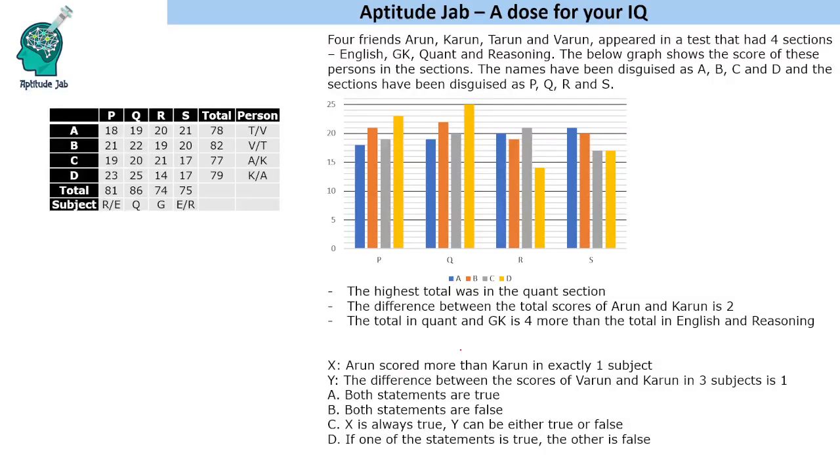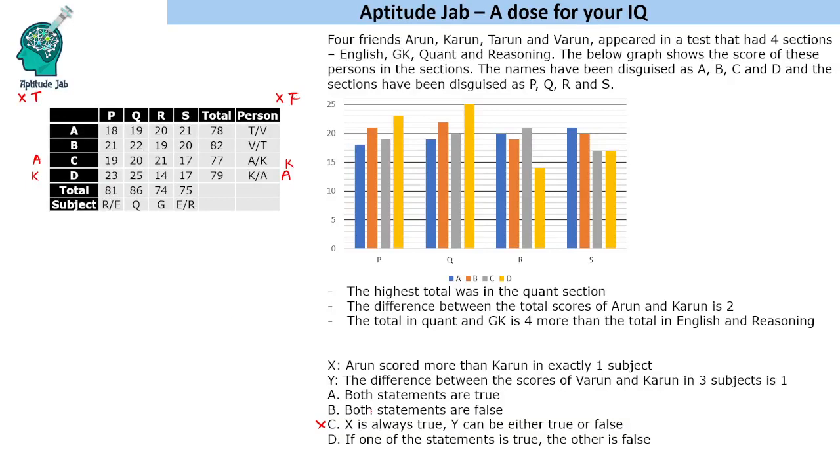So Arun scored more than Karun in exactly one subject. So that means this is Arun, this is Karun. Okay, so is X always true? See, we will try to rule out the possibility. Suppose we take this as Arun and this as Karun. So in this case, one subject more, two subjects more, right? So X is not always true. It can be true, it cannot be true, right? Okay, so let us try to take both statements true. So this is when X is true, and this is when X is false.